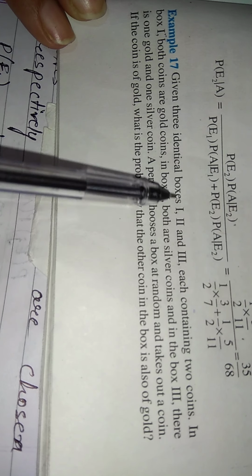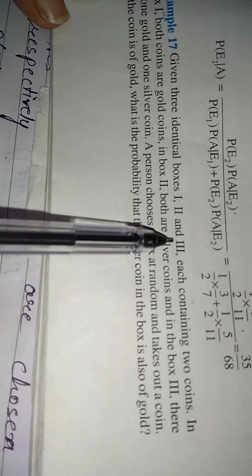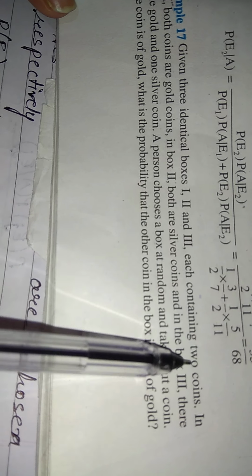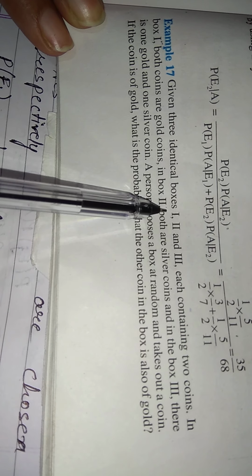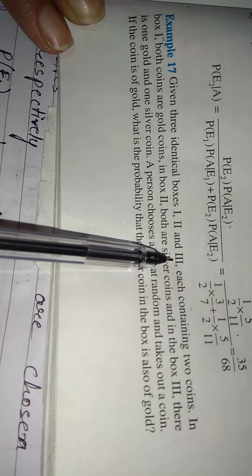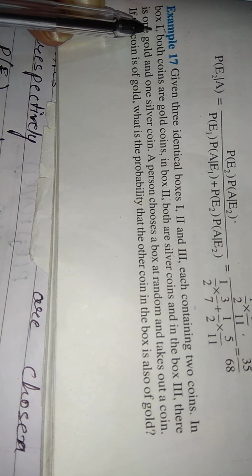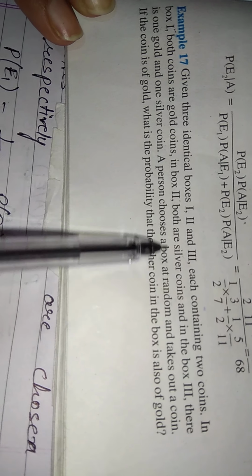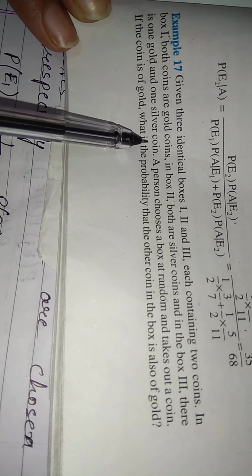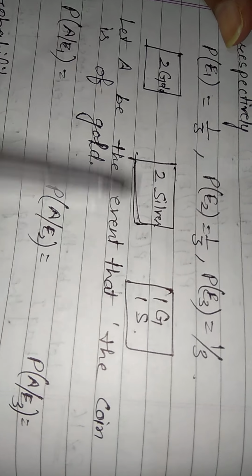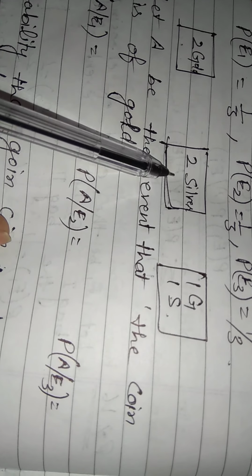Now example number 17. Given 3 identical boxes, 1, 2 and 3, each containing 2 coins. In box 1 there are 2 coins, in third box also 2 coins. In box 1 both coins are gold, in second box both are silver coins, and in third box there is 1 gold and 1 silver coin. So there are 3 boxes. One is this, other is this, third one is this. First box has 2 gold coins, second has 2 silver coins, and third one is 1 gold and 1 silver coin.